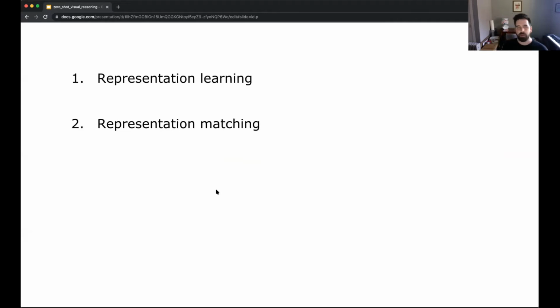Okay, so our model basically has two stages. In the first stage, we use neural networks to learn attributed graph representations directly from pixel level inputs. And then in the second stage, we're going to use a kind of gradient descent optimization procedure to perform alignment between those representations, and then use that to extract a common abstract pattern from a set of examples represented as attributed graphs.